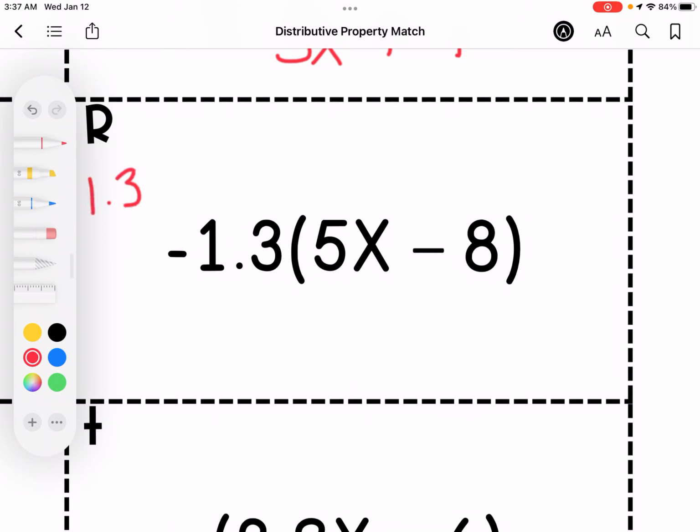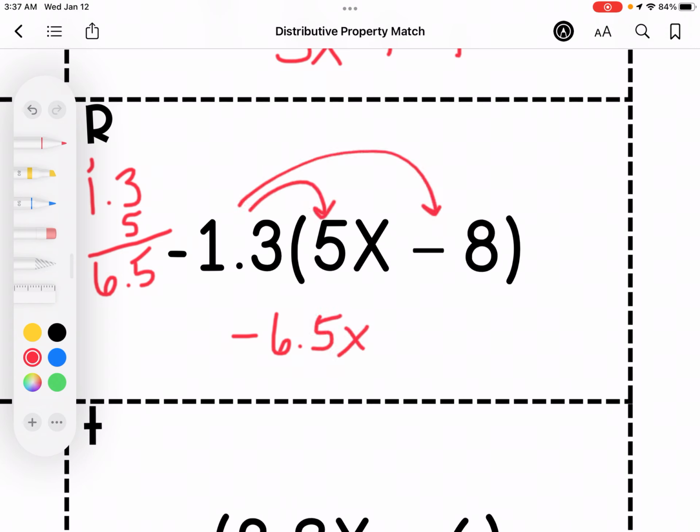Okay, 1.3 times 5. And it's going to be negative because a negative times a positive is a negative. A negative times a negative is a positive.